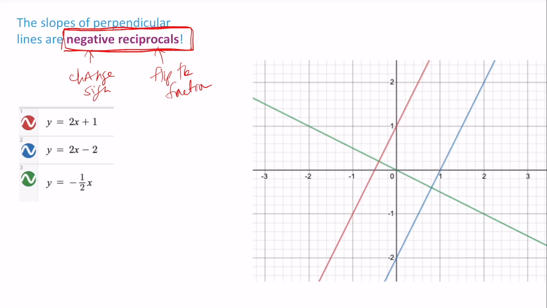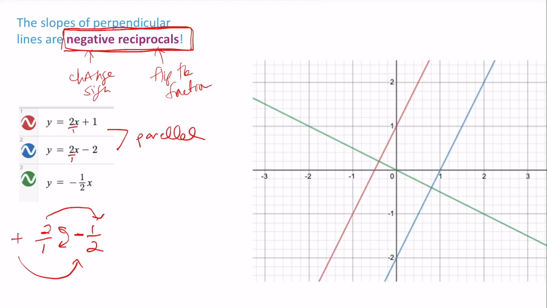So the red line's slope is 2, and I could rewrite that as 2 over 1 if I wanted. The blue line, its slope is 2, and I can rewrite that as 2 over 1. So you can see right away these are parallel lines because they have the same slope. But this green line, notice it's negative 1 over 2, or negative one half. So we took 2 over 1 and we flipped it, right? We flipped it to get 1 half. But we also took a positive and then made it a negative. So that's what we mean by negative, change the sign, and reciprocal, flip the fraction, okay?